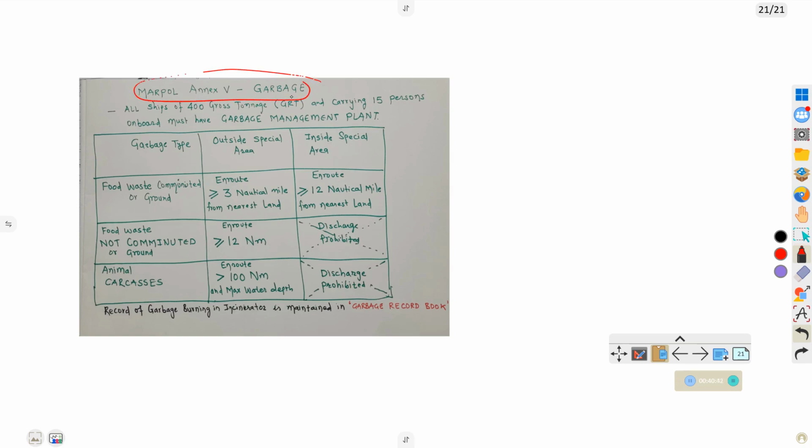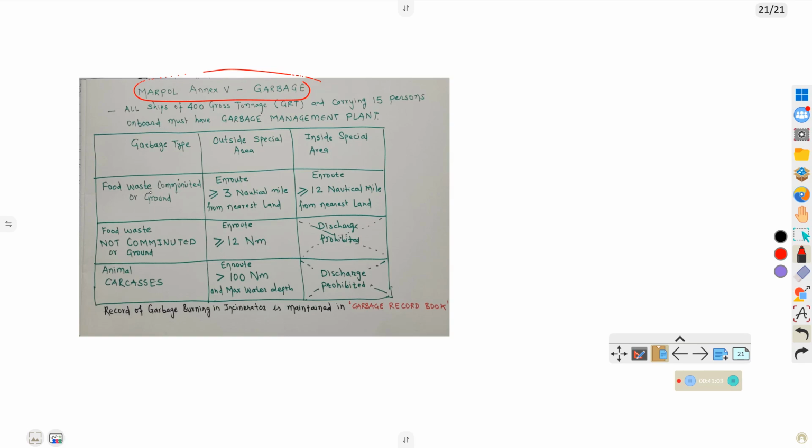Annex 5 is the garbage. All ships of 400 gross tonnage and above must have a garbage management plan. So there are different criteria, but whatever is asked in the exams, we are dealing with that only. So out of that I selected this one.